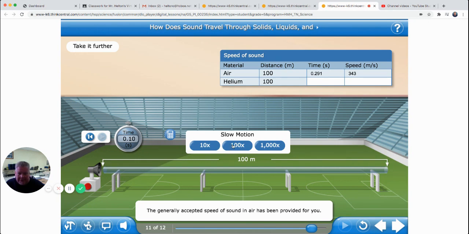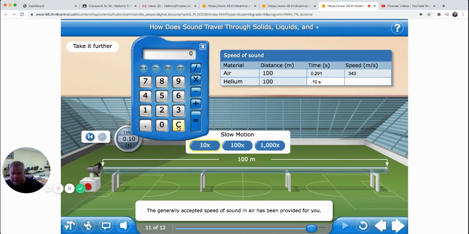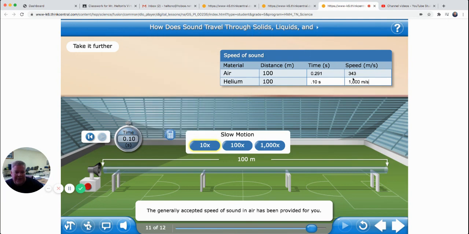Okay, so about 0.10 seconds. We'll slow it down just a little bit to get it even more accurate. 0.10 seconds. Okay, so it took 0.10 seconds. So let's do our speed. 100 divided by 0.10 is 1,000 meters per second. So I think I was right. It travels just about 3 times as fast through helium than it did through air.